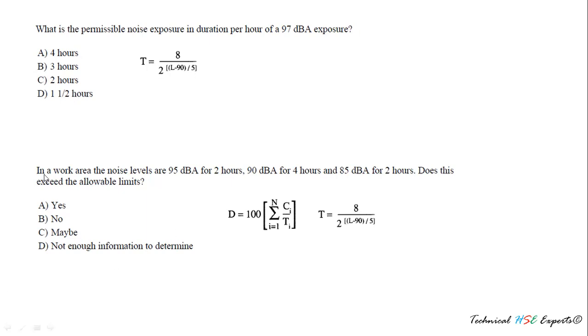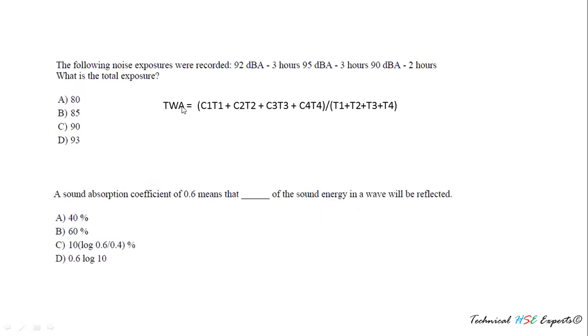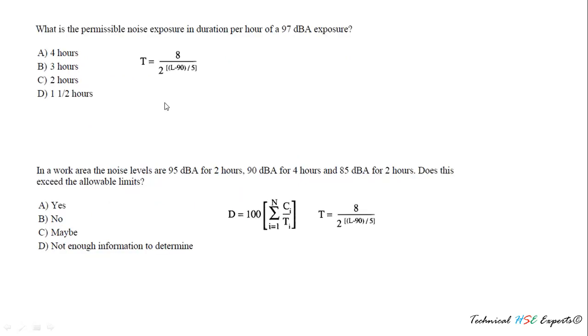Okay. Next question. In a work area, the noise levels are 95 dBA for 2 hours, 90 dBA for 4 hours, and 85 dBA for 2 hours. Does this exceed the allowable limit or not? That's the question. In this question, we will use the dose formula. Why are we not using the time weighted average formula? Because it gives the value, but the dose gives the condition. Here they are asking for the condition, whether it is exceeded or not.